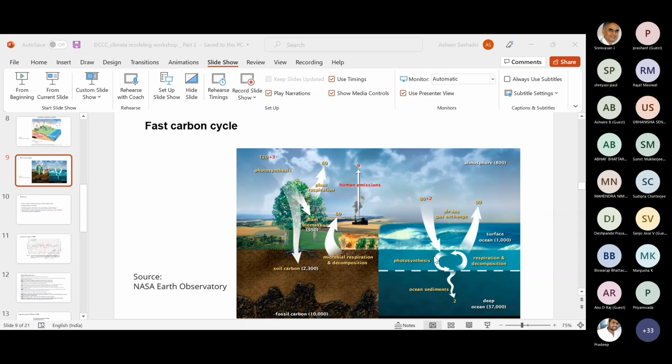So Dharma says 25 gigatons per year if we take 1 kg per day per person of emissions.